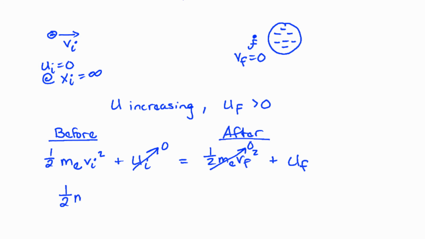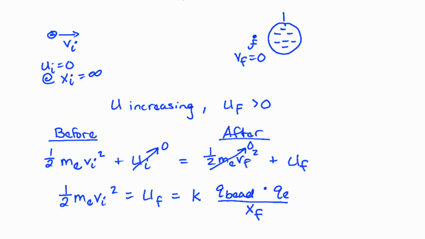So, rewriting this, we've got the kinetic energy of the before equal to the potential energy of the after. Plugging in for our potential energy due to 2-point charges, we've got K times the charge of the bead times the charge of the electron over the distance between the bead and the electron at point F.